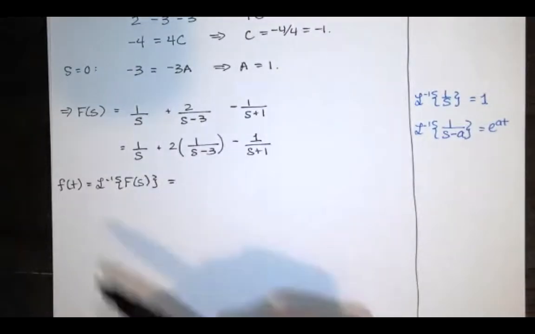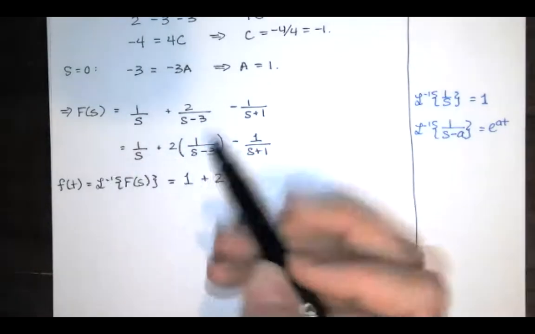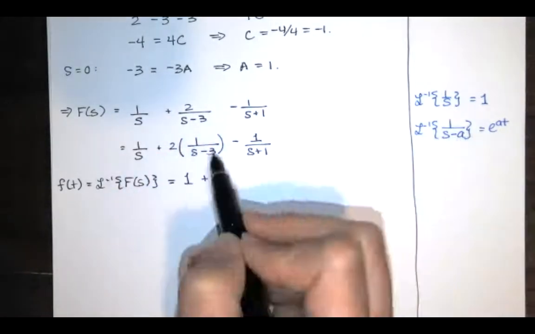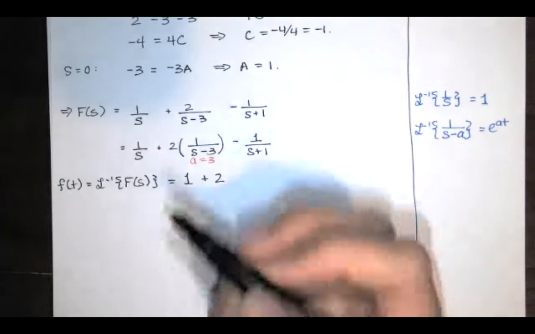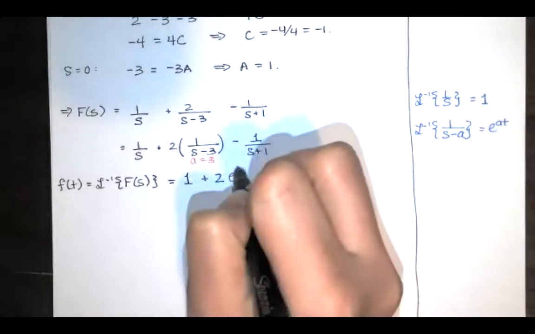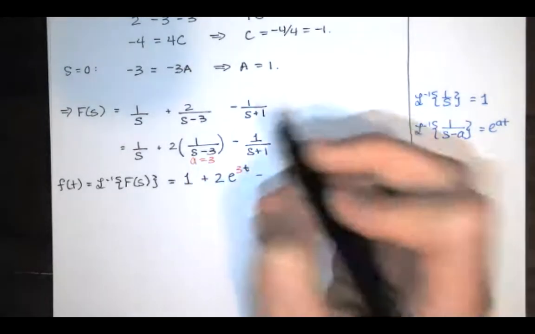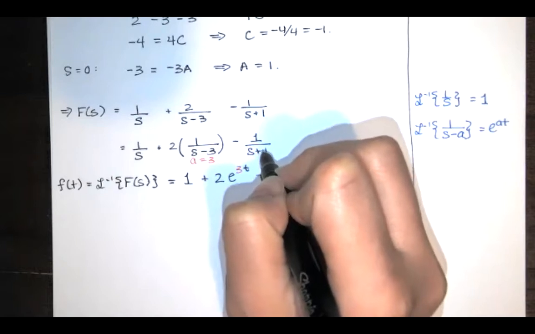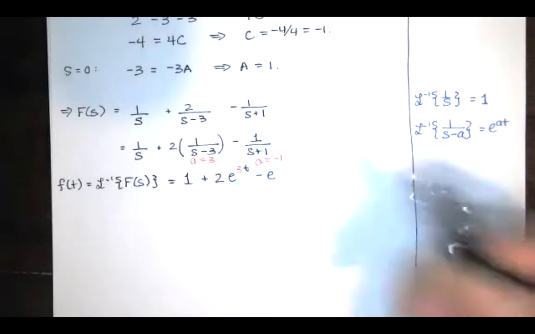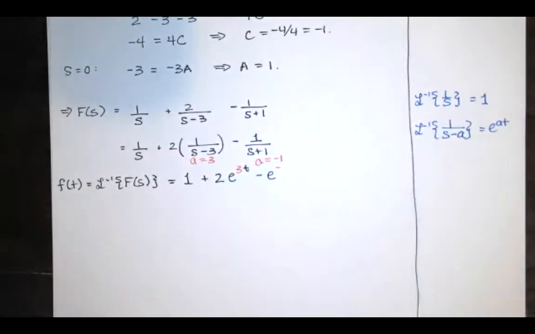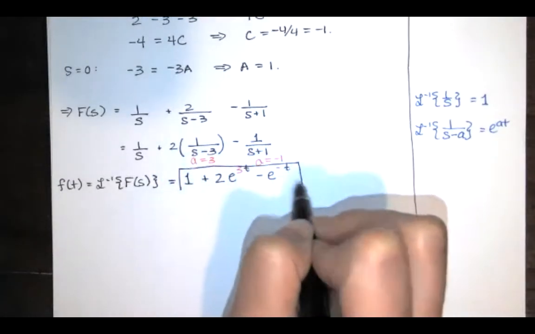So we take the inverse transform of 1 over s, that gives us a 1. Then we bring the 2 down. This is 2 times 1 over s minus a. Pattern matching, our a is equal to 3 there. So this would be e to the at. So that'll be e to the 3t. And then we're subtracting 1 over s minus a. If negative a is positive 1, that means a is -1. This is e to the at, where a is -1. So we've got -1 times t. So that is our f of t.